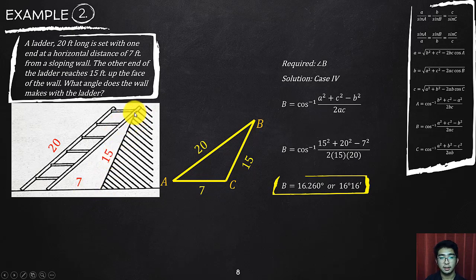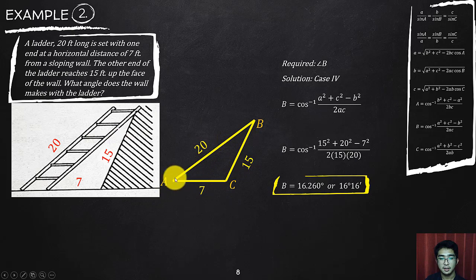So the oblique triangle is from here, from the foot of the ladder towards the inclined wall, up, okay, the inclined wall towards the top of the ladder, and then back again to the foot of the ladder. So if we draw the oblique triangle here, that is this one. Okay. So let's try to name it. Let's make this point A, point B, and then point C, and incorporate the given distances.